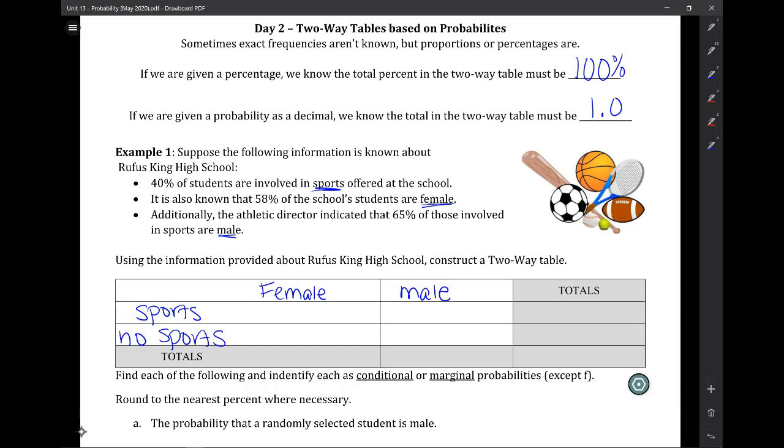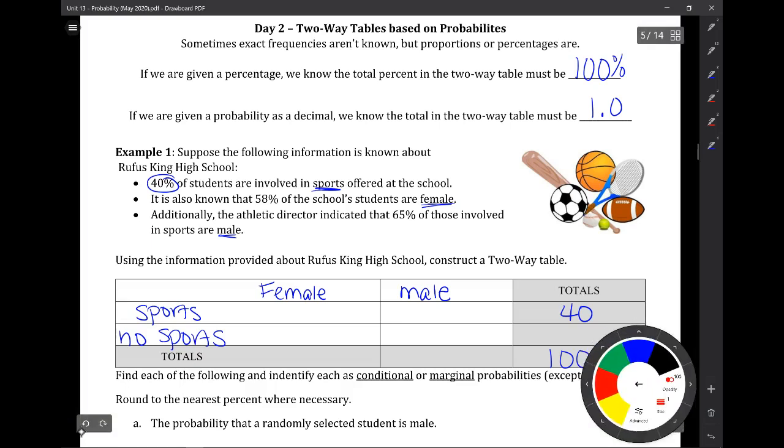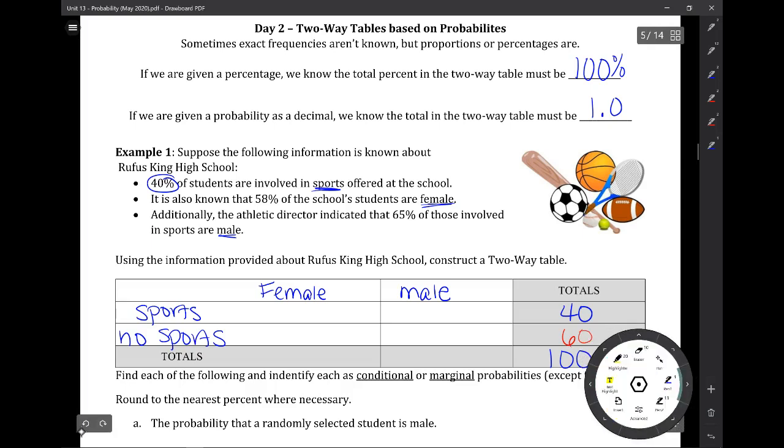All right, so let's reread those percents again. 40% of all students are involved in a sport. So if we know our total has to add up to 100%, 40% out of that 100 would play a sport. That probably leaves us with 60%. So let me change my color. That means 60% is going to not play a sport.